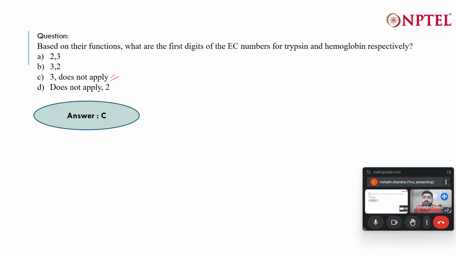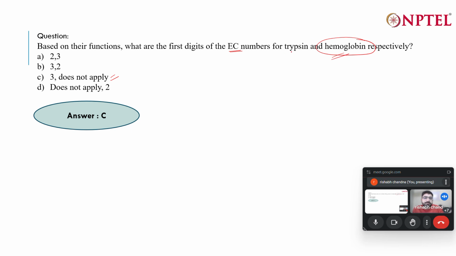Okay, so the correct answer is option number C. That means 3 does not apply. So EC is the enzyme commission number that is given to particular enzymes. As hemoglobin is not an enzyme, it's a transport molecule, so this does not apply to hemoglobin.